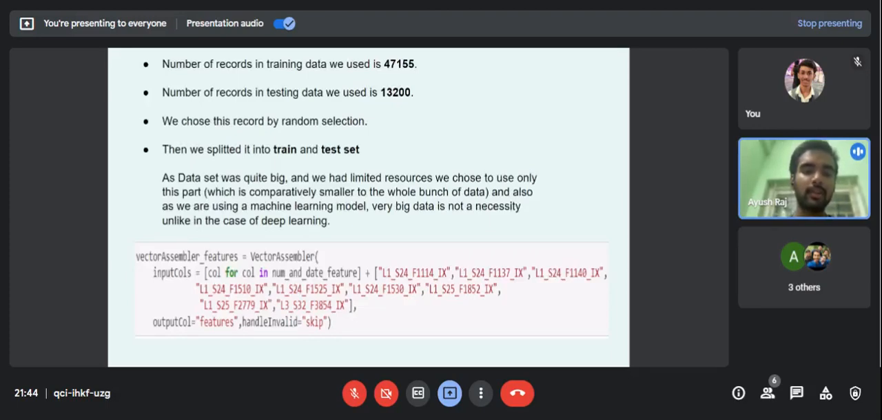Now we will move to the details of the training data and testing data we used. The training data we used had 47,155 records, and the testing data has 13,200 records. We chose this chunk of data from the whole bunch of data by random selection because we did not have sufficient resources for training a model on the larger dataset. Also, we use no deep learning methods, and for a machine learning model, this amount of data is sufficient for gaining the highest possible evaluation metric.